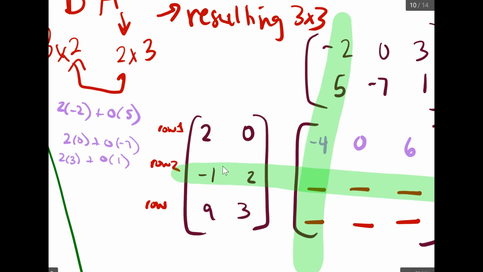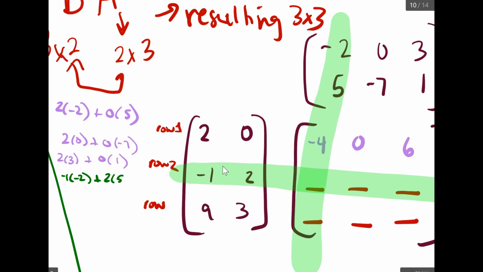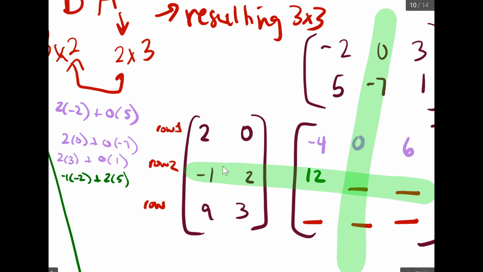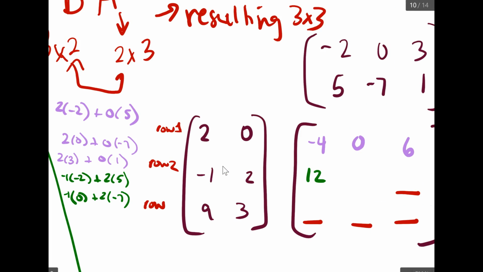All right, so I have -1 times -2 plus 2 times 5. So what will this be? 12. Okay. So here, to find the middle, can you see how it's darker where they're crisscrossing? I want to find that number. So I'll be using -1 times the first thing in the column, which is 0, plus 2, which is the second thing in the row, times -7, which is the second thing in the column. This will be -14.